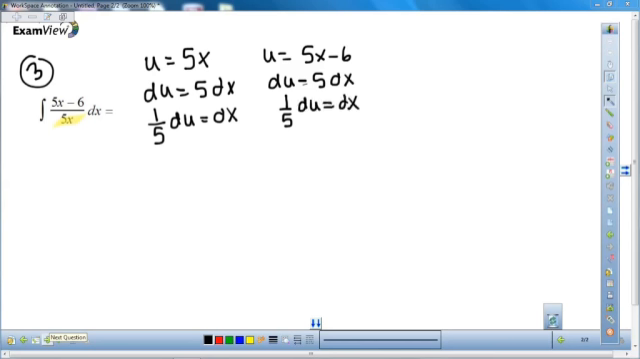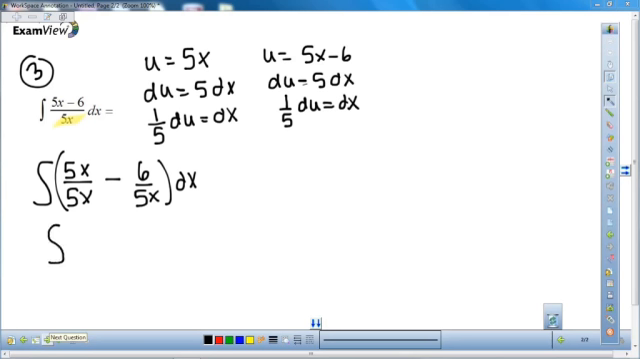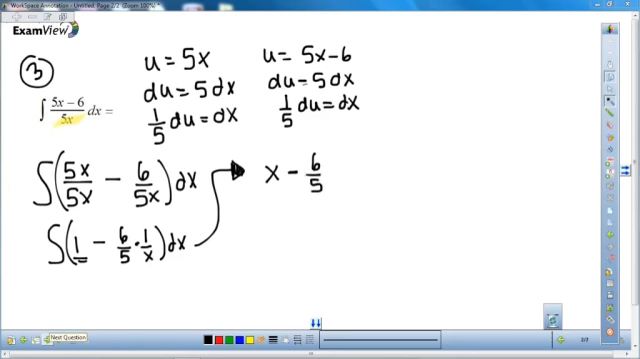So I can't do u substitution, but what I do notice is I'm going to break this apart into 2 fractions. So I'm going to have 5x over 5x minus 6 over 5x. So I have 1 minus 6 over 5 times 1 over x. So now I can take the antiderivative of each of the terms individually. So the antiderivative of 1 is going to be x. The negative 6/5 comes down. The antiderivative of 1 over x is ln of x. Don't forget your absolute value and your plus c.